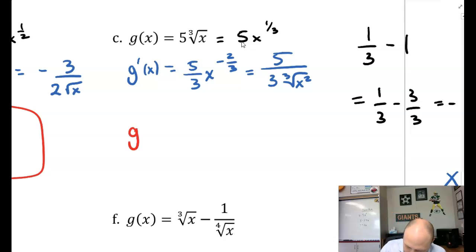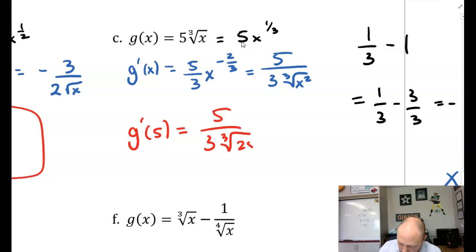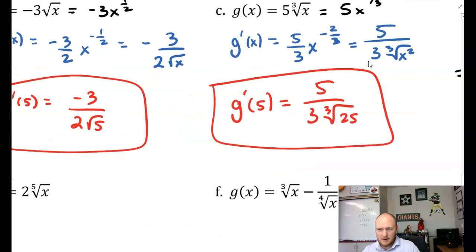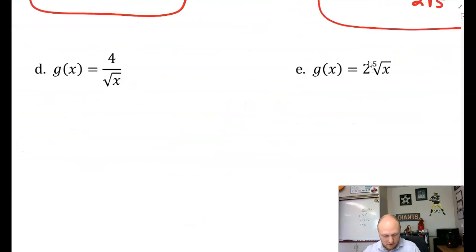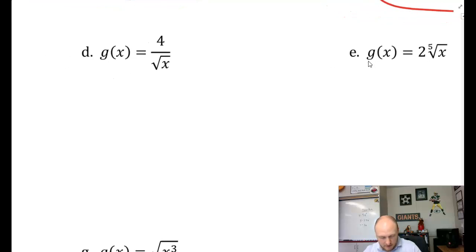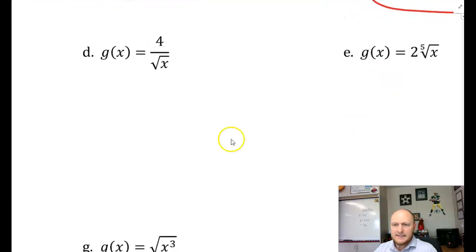Okay, now I'm going to compute and plug in 5. So we get 5 divided by 3 over the cubic root of 5 squared, which is 25. Done. All right, moving right along. I would like you to go ahead and try D on your own. Pause me. I'll show you the answer here in a moment.